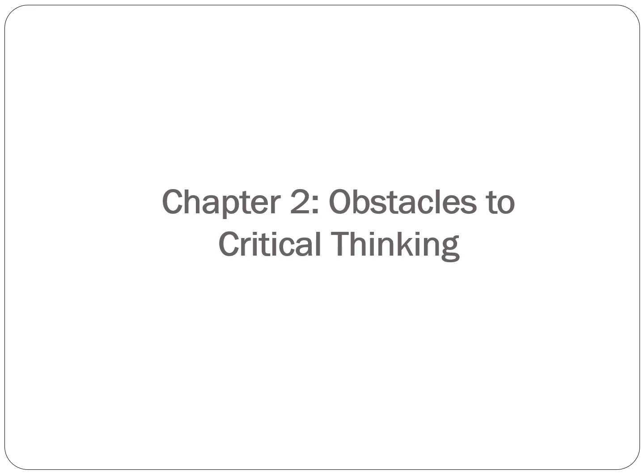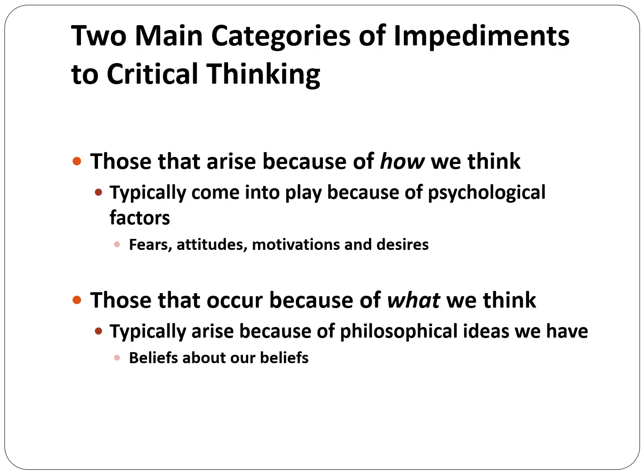Chapter 2 deals with obstacles to critical thinking. The author tells us that there are two main categories of impediments to critical thinking. The first is those that arise because of how we think. They typically come into play because of psychological factors, things such as fears, attitudes, motivations, and desires.